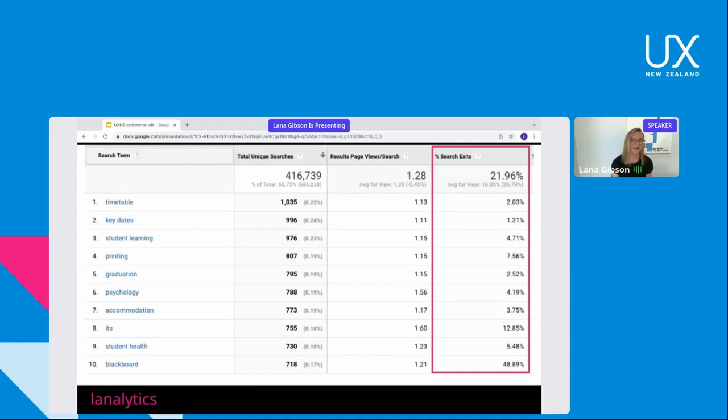So here are Victoria University's top searches, and this is in Google Analytics, where you can see your top searches. Search exits on the right show when someone's searched and found results, but they haven't found anything relevant to click on, so they've just exited your site. You can see their search exits are very low, which is a good thing for their top searches. So I'd really recommend having a look at your top searches and seeing if you can improve that user journey, checking that your search exits aren't too high.